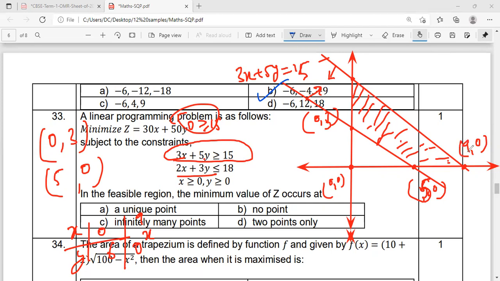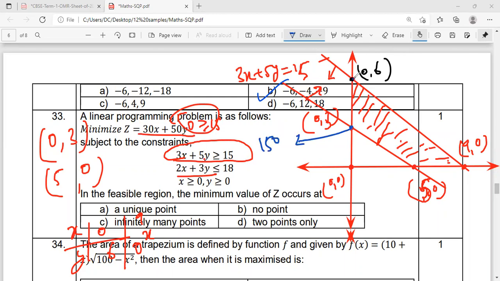Okay. Now, the objective function is 30x plus 50y. Let us see how much 30x plus 50y is for this point. This was (0, 6). Let us find the corresponding values of these at 30x plus 50y. At this value, 50 into 3, this should be 150.